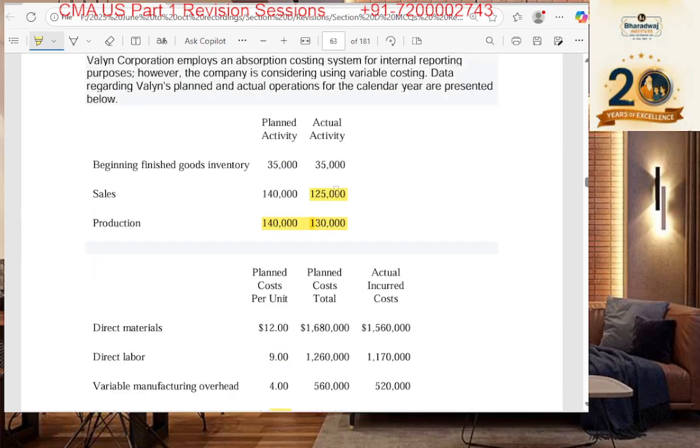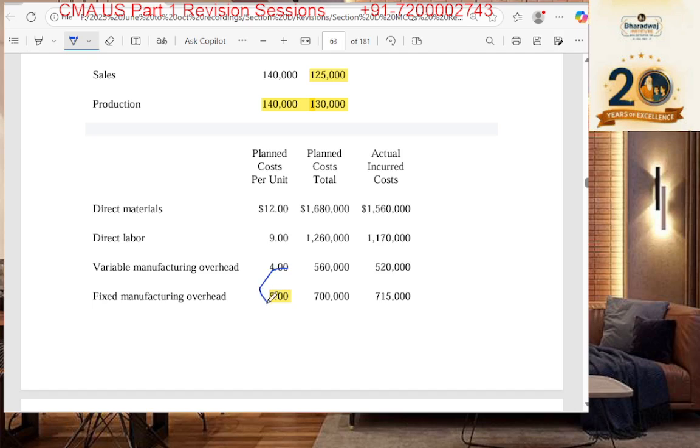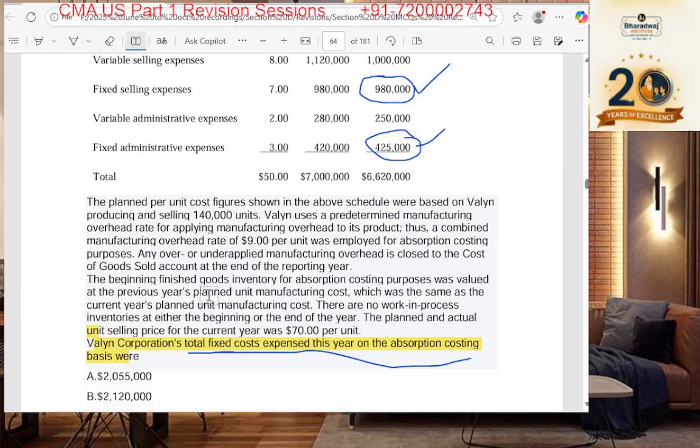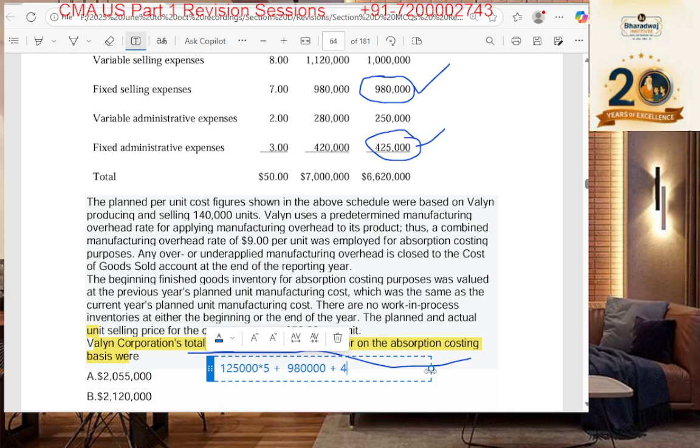We know that using absorption costing, fixed overheads are absorbed based on a predetermined rate. What is the predetermined rate? 5 into how much would have been assigned to P&L account? 1,25,000. The balance 5,000 is included in inventory. So 1,25,000 into 5, plus selling and administrative overheads would have been charged in P&L account. We sold 1,25,000 units into 5, plus the other overheads, 9,80,000 plus 4,25,000.